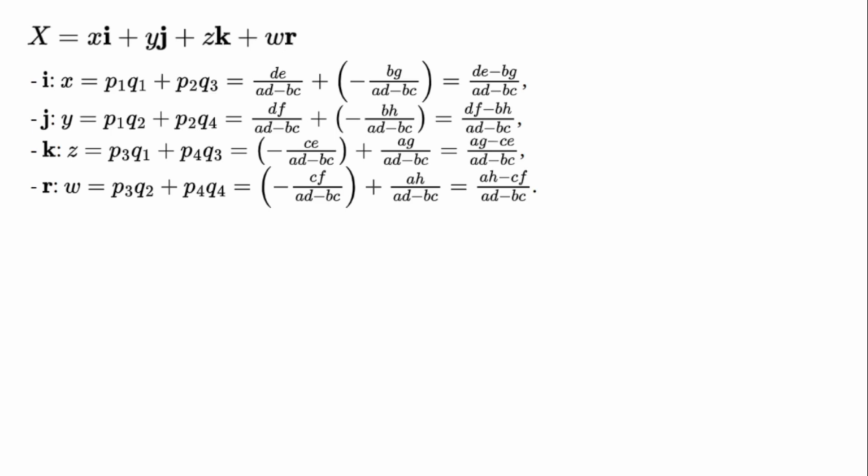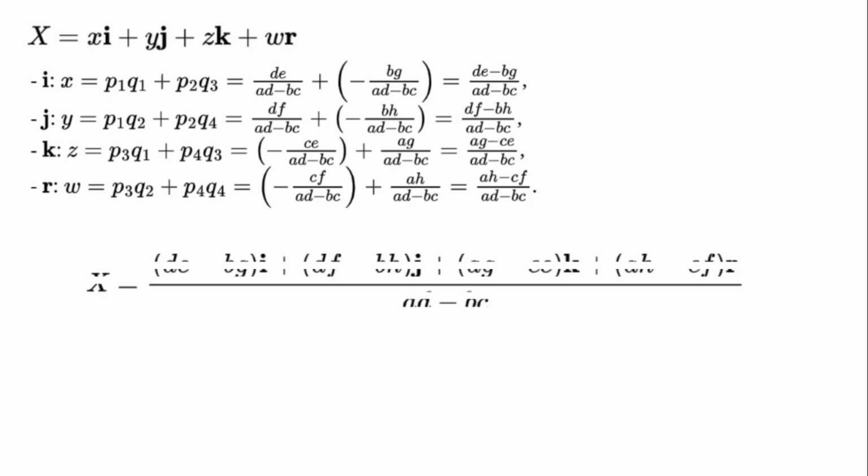For the k term, z equals p3 times q1 plus p4 times q3 equals minus c times e, divided by (a times d minus b times c), plus a times g divided by (a times d minus b times c), equals (a times g minus c times e) divided by (a times d minus b times c). For the r term, w equals p3 times q2 plus p4 times q4 equals minus c times f, divided by (a times d minus b times c), plus a times h, divided by (a times d minus b times c), equals (a times h minus c times f) divided by (a times d minus b times c).